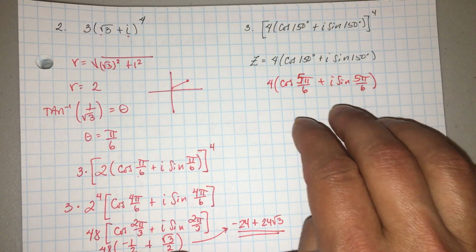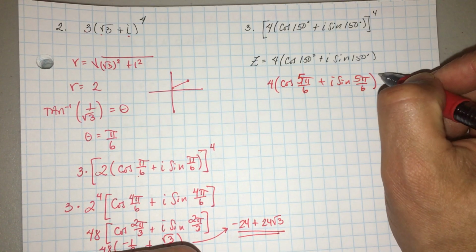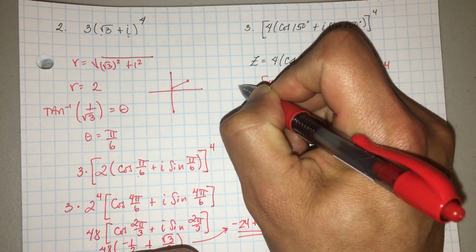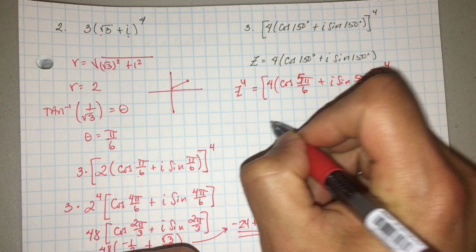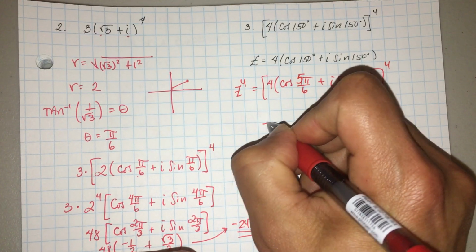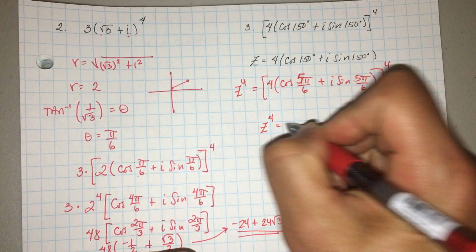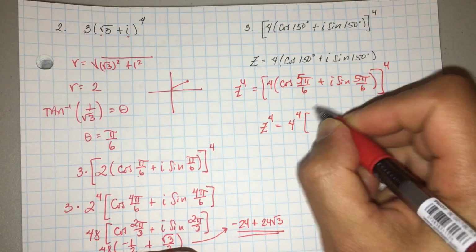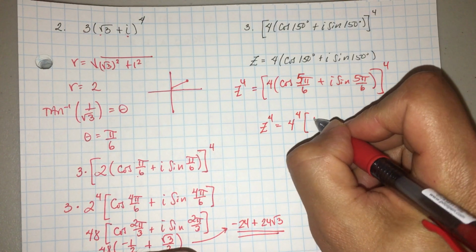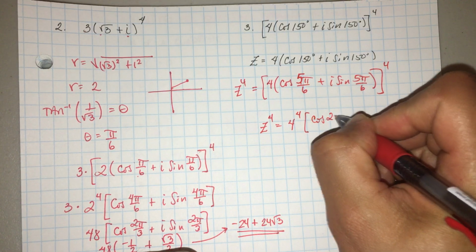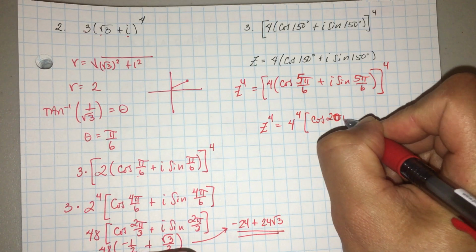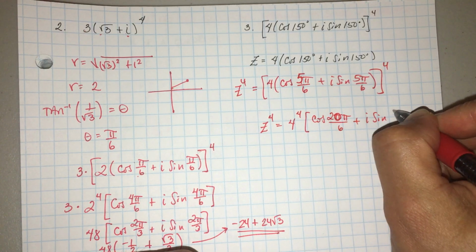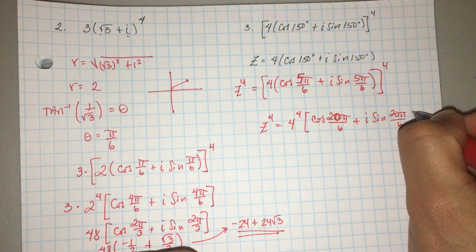So now I have to raise this guy to the 4th power. Okay. So I have to do that. So I'm going to go ahead and do that. Z to the 4th. Well, that's going to give me 4 to the 4th. And then 4 times 5 is 20. So it's cosine of 20 pi over 6 plus I sine of 20 pi over 6.